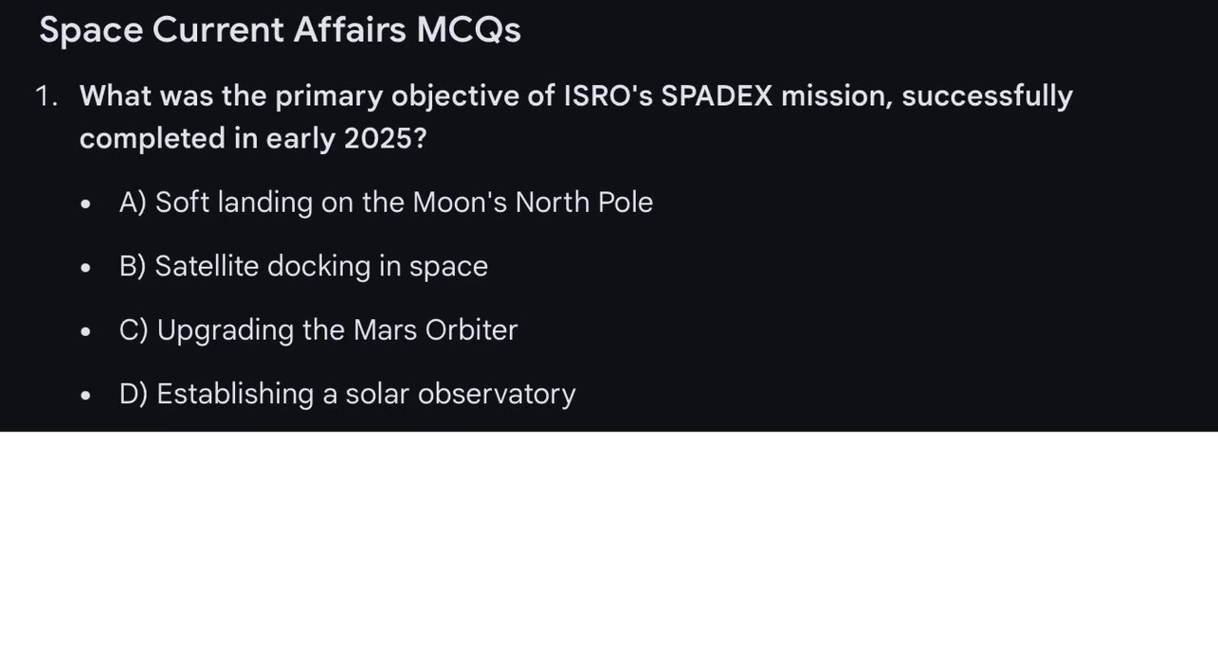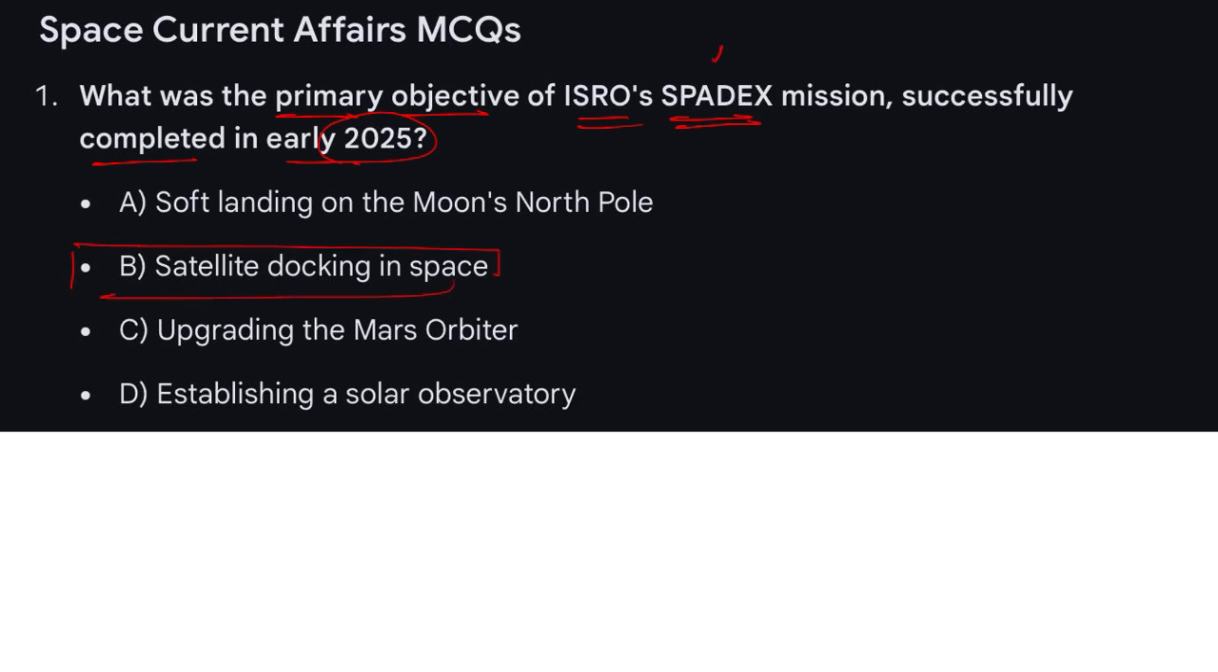First question. What was the primary objective of ISRO's SpaDeX mission successfully completed in early 2025? So what is the main aim of this mission? Tell me, what was the mission of this SpaDeX? So the right option here is that SpaDeX is satellite docking in space.